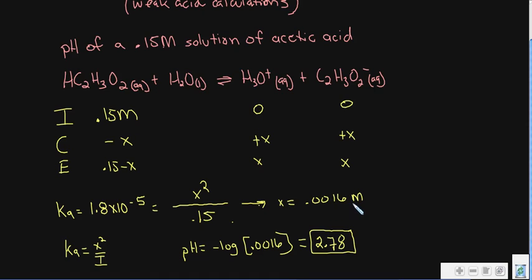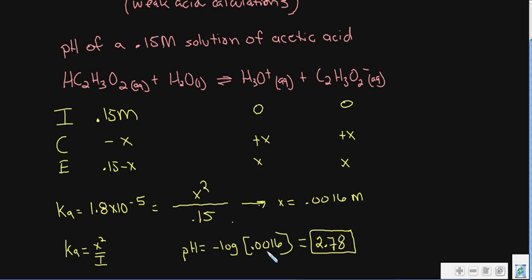Then, if that is the hydrogen ion concentration, the pH is the negative log of the hydrogen ion concentration. So insert that in there, and you take the negative log of 0.0016 and you get 2.78 as your pH.